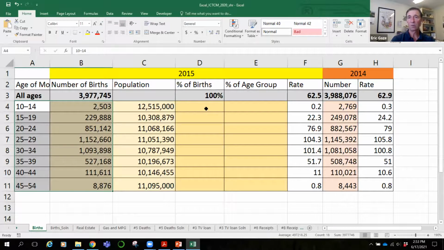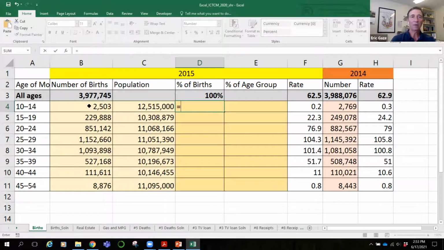Right, this is just one more example of entering a formula and filling. This one, though, when we enter the formula, I want to know this 2503, what percentage is that of the total number, the 3.9 million. So the formula now is B4 divided by B3. I hit enter. Notice it's 0.